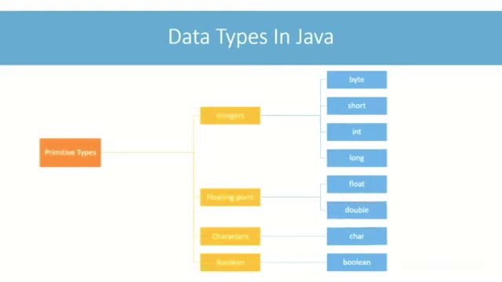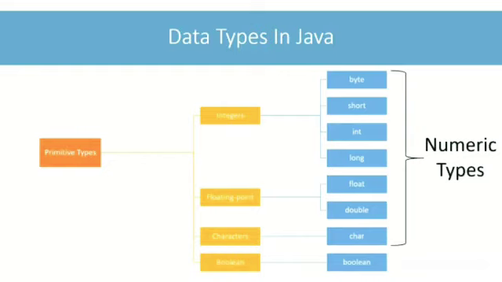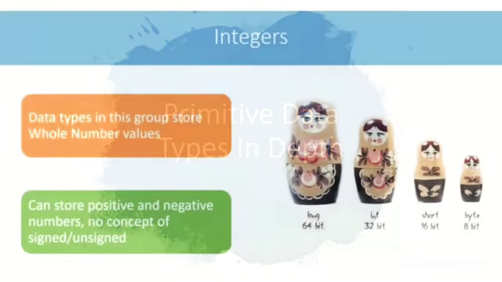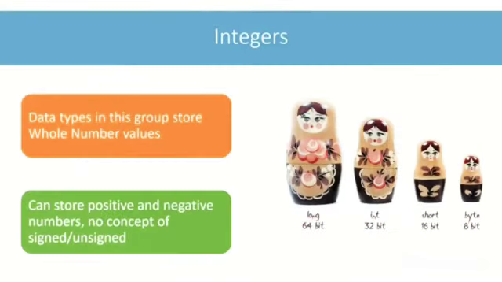Out of these 8 primitive data types, the first 7 data types are collectively termed as numeric types, as they deal with numerical values. Next, we will look into each of these data types in detail. Continuing our discussions on data types, we will first dive into integers. Integers contain 4 primitive data types: byte, short, int, and long. All the data types in this group are used to store whole number values. They cannot store fractional numbers.